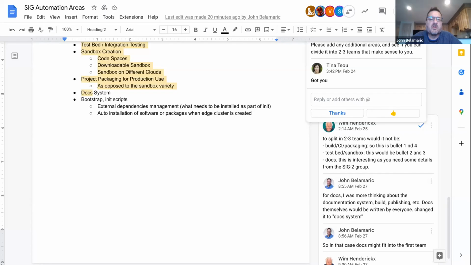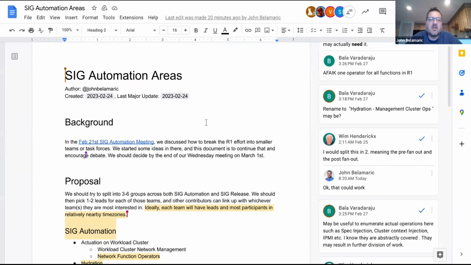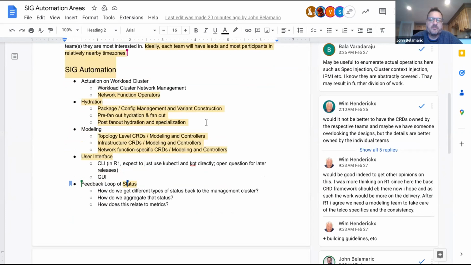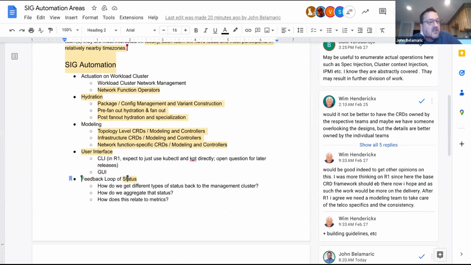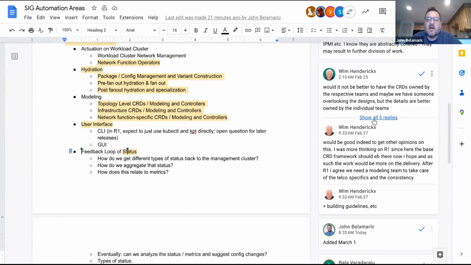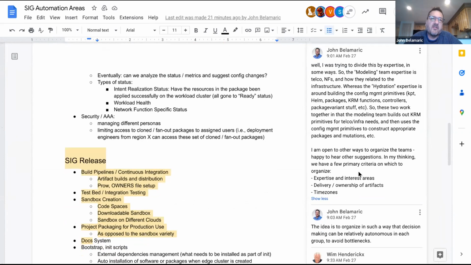So that said, let me show the document. This is the document I sent out last week, and it's gotten a fair bit of comments. The idea here, I think I put it in one of these comments, is how do we divide up the larger team?